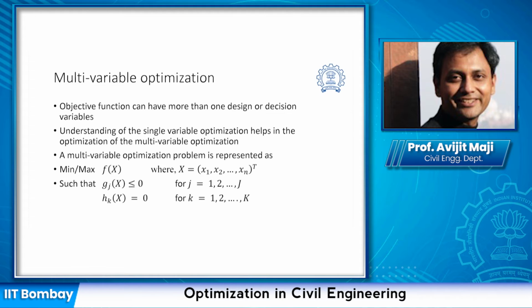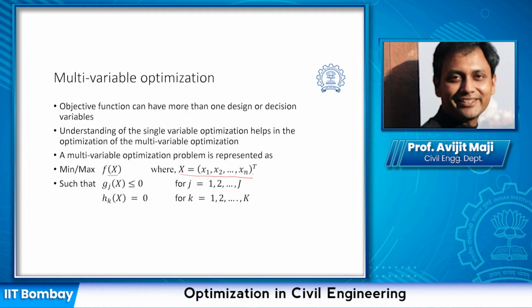As I had indicated, an objective function can have more than one design or decision variable, and if we have that, then we call it a multivariable optimization problem. The understanding of the single variable optimization problems which we discussed in our previous lecture is going to be helpful here. A multivariable optimization problem can be represented as a function f(x), where x is actually a vector representing multiple variables. Now, in a multivariable optimization problem, there could be constraints.